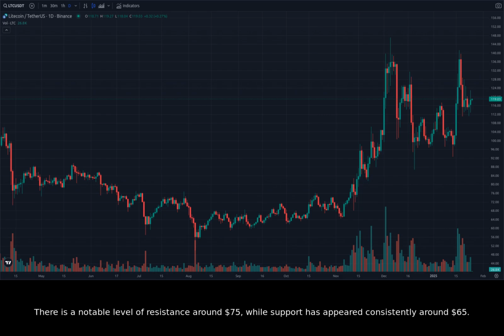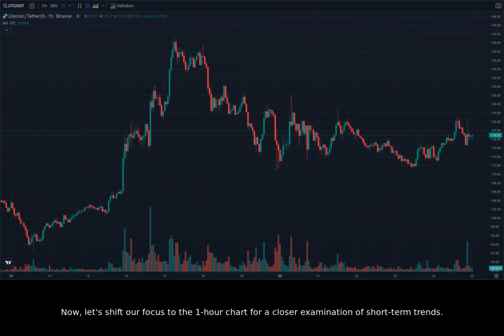There is a notable level of resistance around $75, while support has appeared consistently around $65. These key price levels will be relevant as we dive into the short-term charts. Now, let's shift our focus to the 1-hour chart for a closer examination of short-term trends.